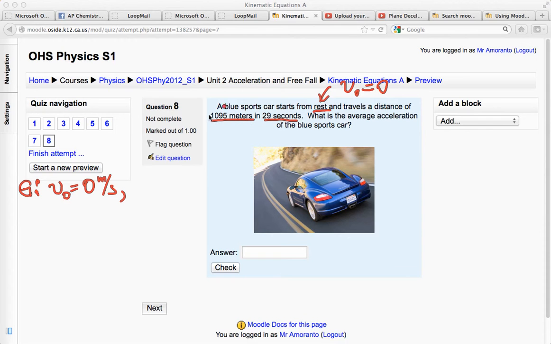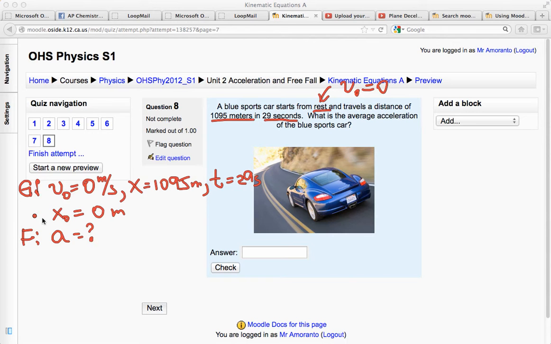Then, of course, we have 1,095 meters, and meters, of course, is a distance. That's 1,095 meters. And 29 seconds is, of course, time. So time equals 29 seconds. Now, one other thing it doesn't talk about is, since we have final position here, we might as well just indicate that we're going to make our initial position equal to 0 meters as well. And it asks, of course, what is the acceleration? So what we're trying to find is acceleration.